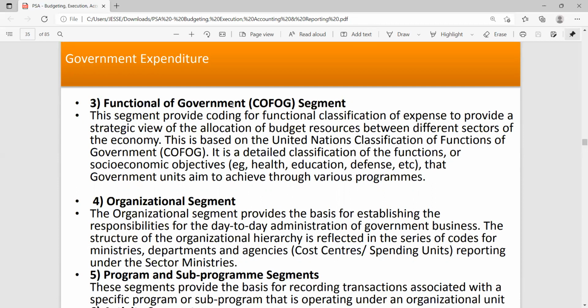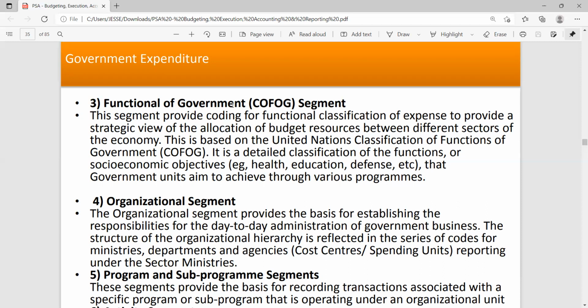So the coding is for what? At what level? Functional classification of expense. And that's what you need to know. This is based on the United Nations classification of functions of government. It is a detailed classification of the functions or socio-economic objectives that government units aim to achieve.